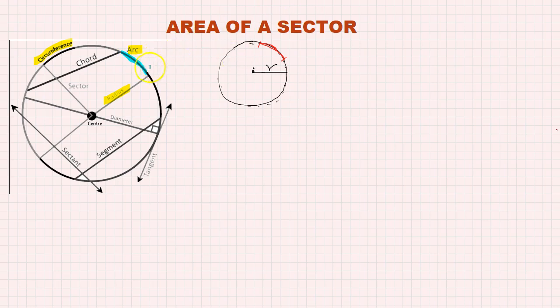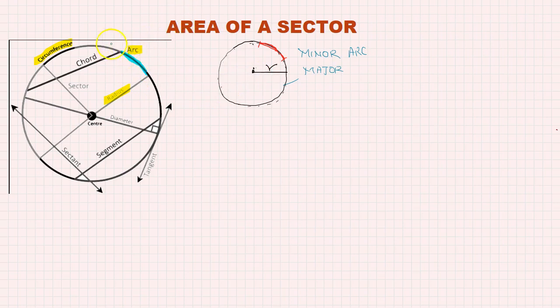So we can say it is a minor arc. This small portion is sometimes called minor, and this you call major. Minor arc and major arc.